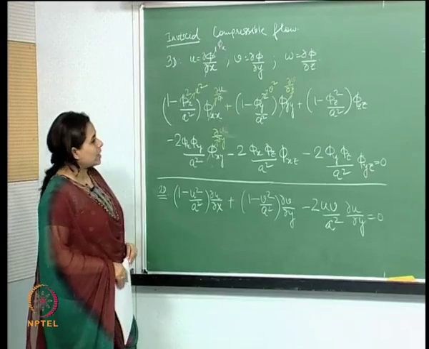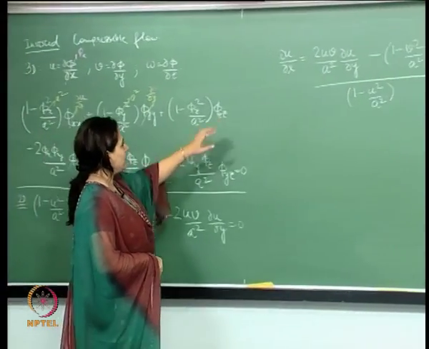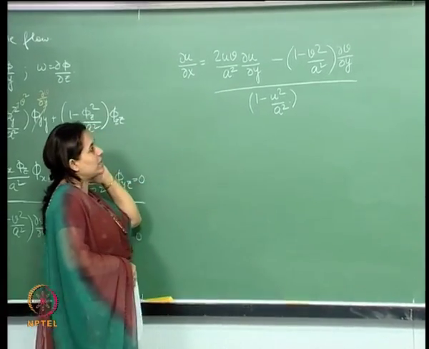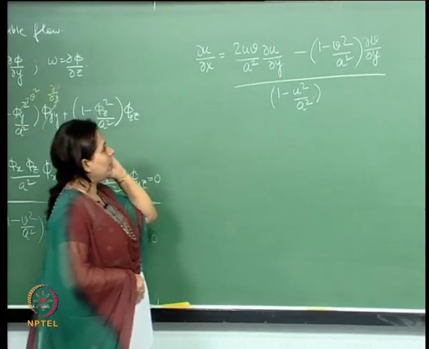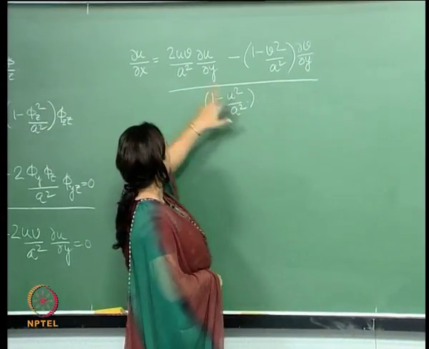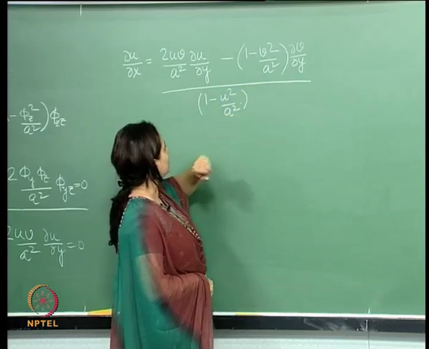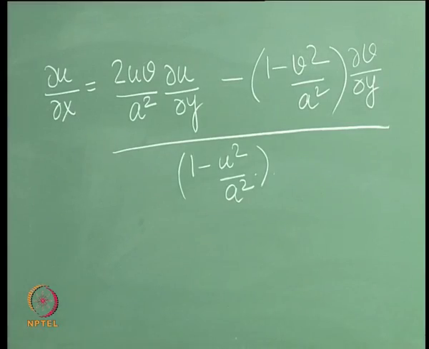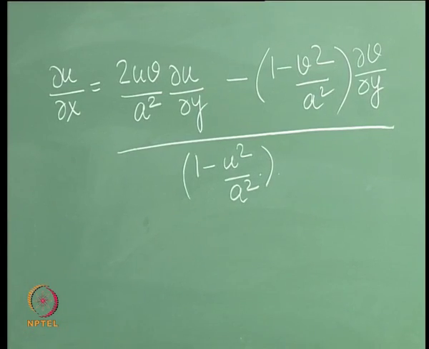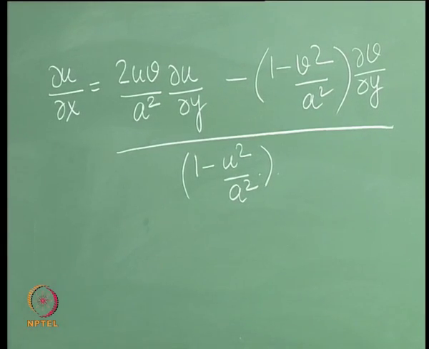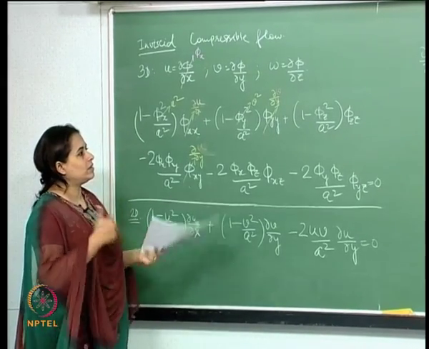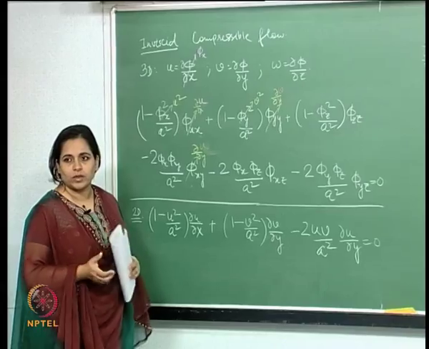What I see here is that I can write del u del x in terms of this. So what I essentially need here is del u del y and del v del y, and u and v. If I have these values, then I should be able to get an expression for del u del x. Now, how do we go ahead and solve this? What is the best way to do that?